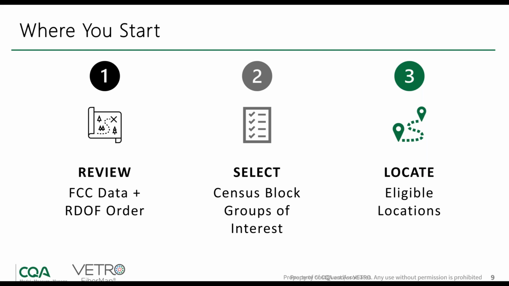So as we mentioned last time, where do you start in your process of trying to understand how to bid, where to bid? One, make sure you download the FCC data and read that RDOF order. Two, you need to select the census blocks that you're interested in, the census block groups. And we'll walk through how you may do that. And then three, we recommend that you get a data set of locations to help understand where it is you need to bid, what you're going to have to build out, and the economics that sit behind the bids you want to put together.